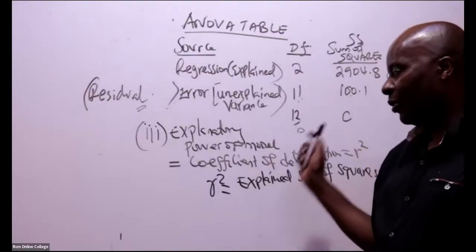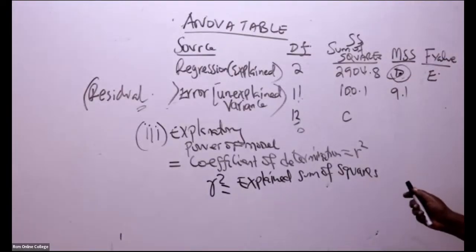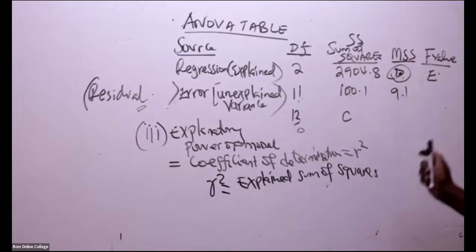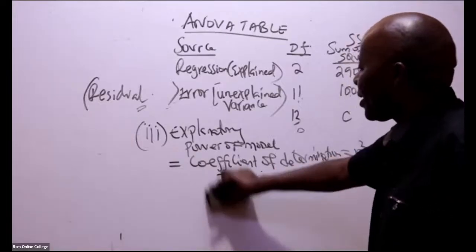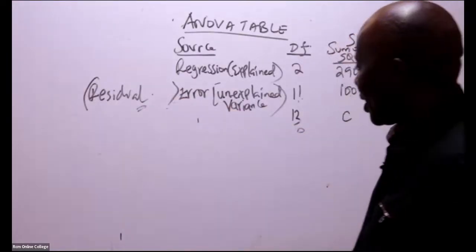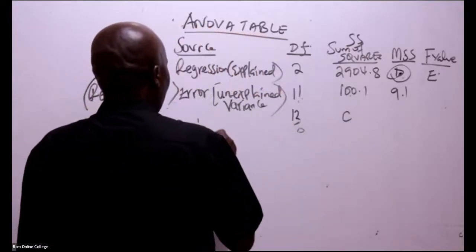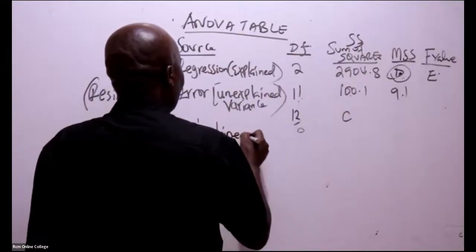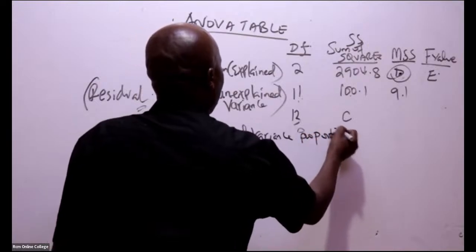For Roman 3, they want us to give them the explanatory power of the model, which is also known as the coefficient of determination, which is R squared. R squared is the explained variance proportion. And how do we get this?